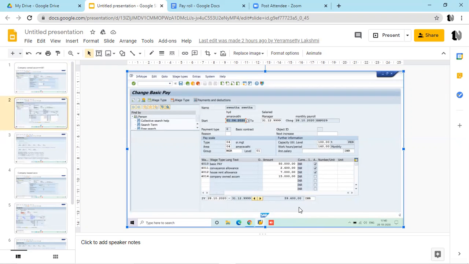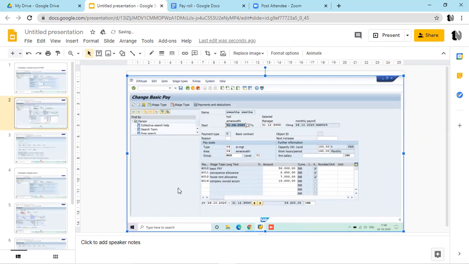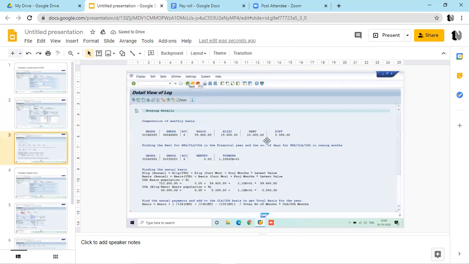Great. So why is 4014 not added into the basis? I have already explained one of the spy that CLA and COA, whatever that amount is, is not added to the basis. Any guess? If the positive amount is, we can add to the gross total. If the negative amount is, it's direct to the gross total. Is it correct, sir?